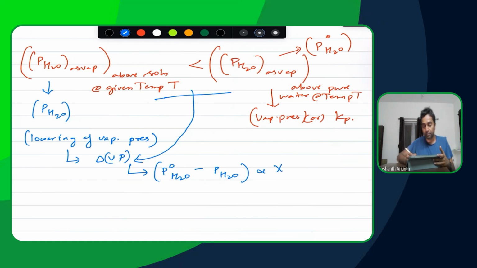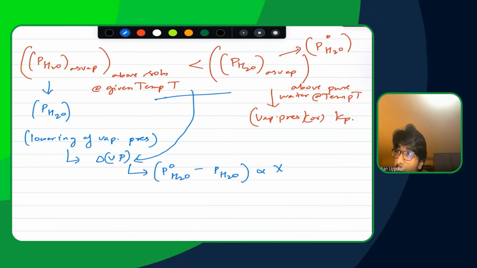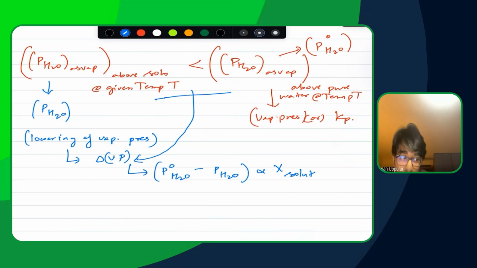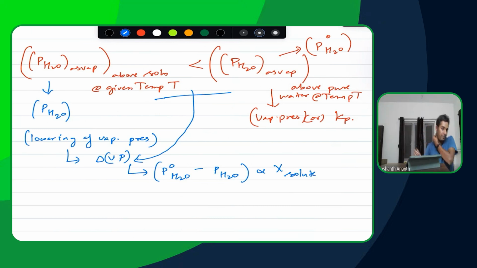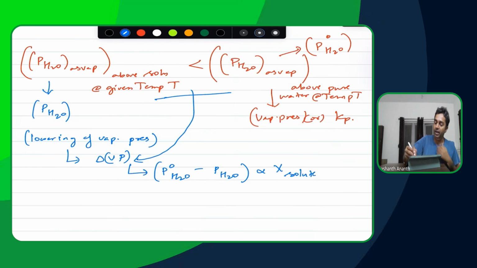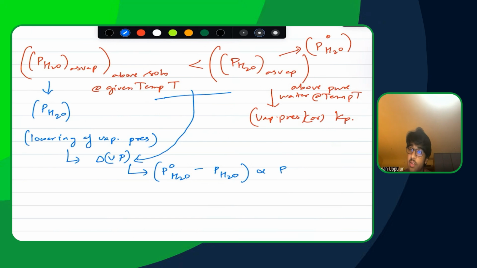So this lowering here is going to be proportional to the mole fraction of what? The water. I mean, either water. Not really the mole fraction of solute over there. Solute, yes. Solute is my sugar over here. Oh, sorry, my bad. Correct. It is not really the mole fraction of solute. It depends on particles of solute occupying the upper surface.